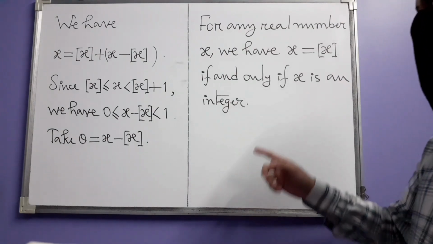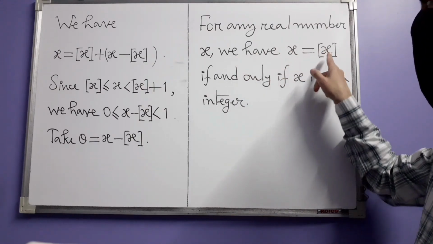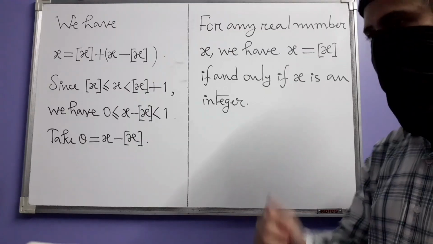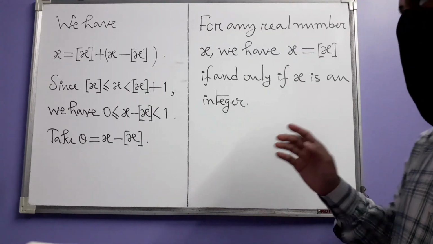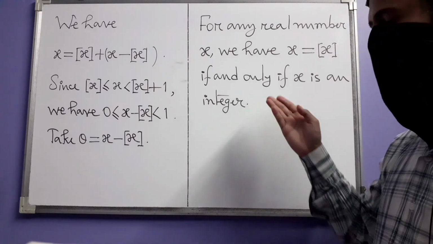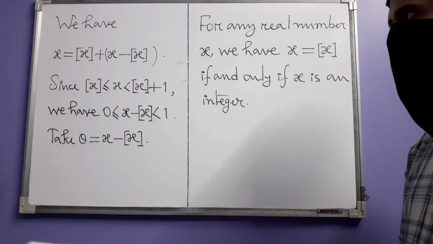Result means it's just an observation, and there is one more. So this is that other observation: for any real number x, x equals its greatest integer value if and only if x is an integer. That is the only situation in which x will equal its greatest integer value. You think of why this is true. Okay, I am leaving this to you.